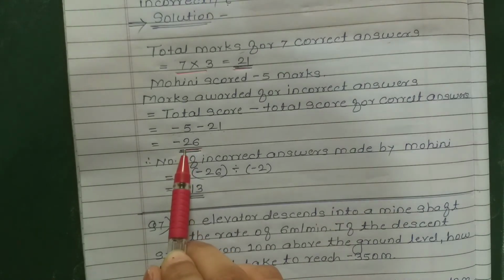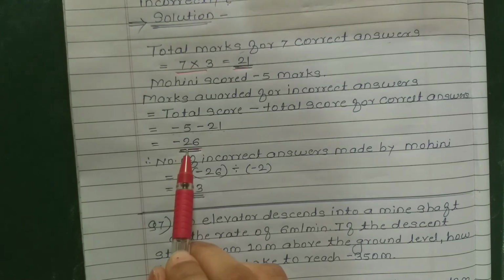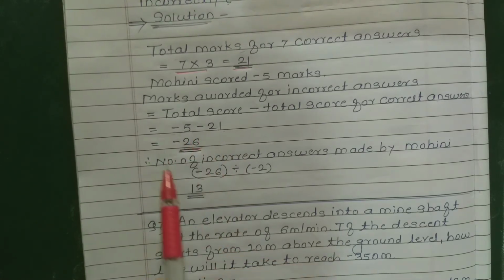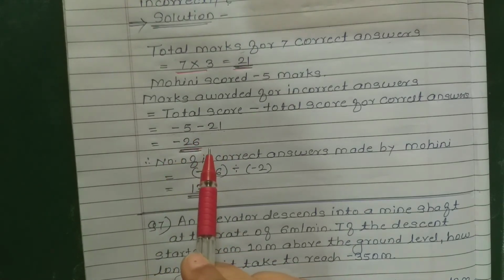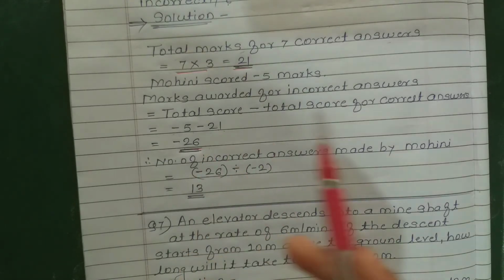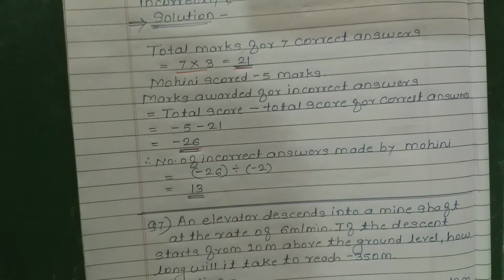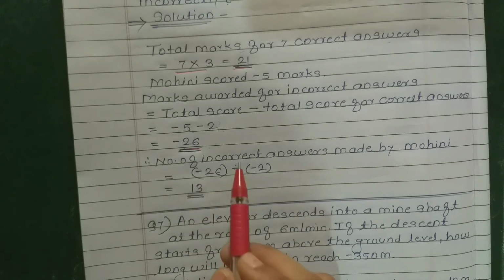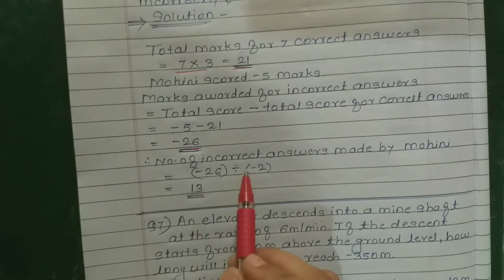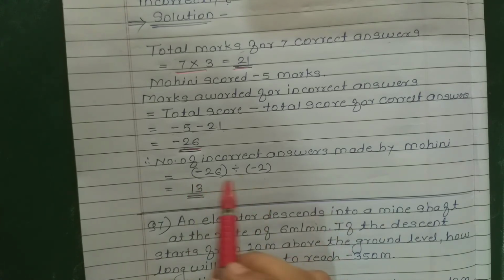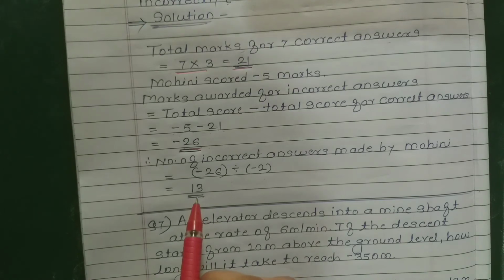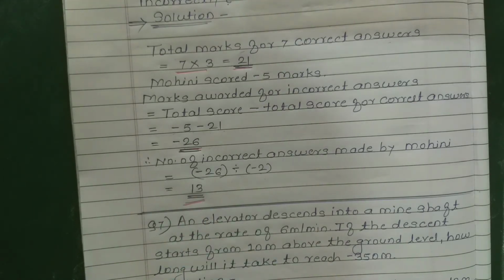Using the division method. Since we know that for every incorrect answer there are -2 marks, and the total marks for incorrect answers is -26, we have to find how many times -2 fits in. So here we use the division method. The number of incorrect answers made by Mohini is equal to -26 divided by -2. Both integers have negative signs, so the answer is positive. So the answer here is 13.